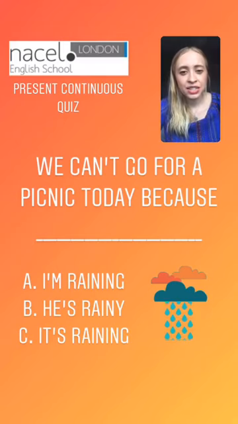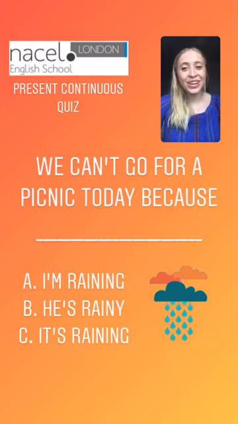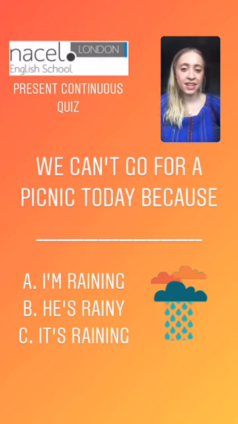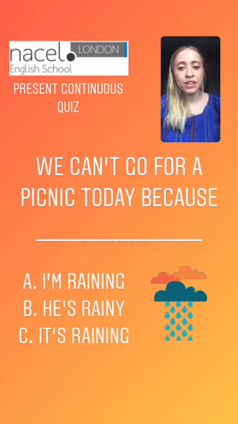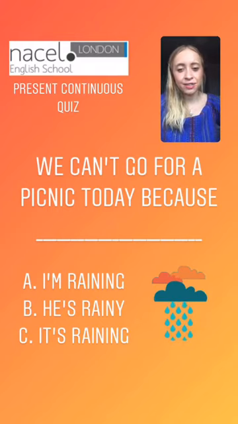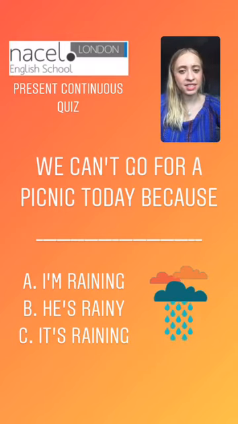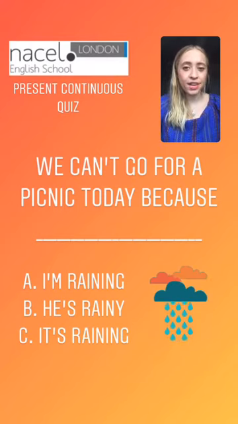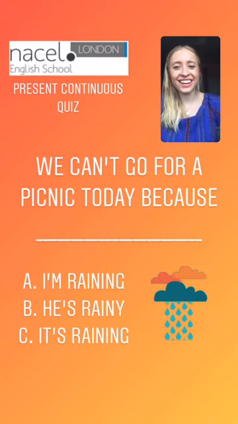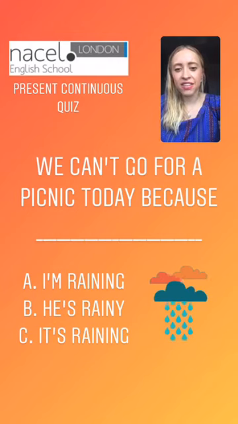So the question is, we can't go for a picnic today because blank. The options are A, I'm raining, B, he's rainy, or C, it's raining. Is it A, B, or C? Why can't you go for a picnic? This is number 1. Let's have a look at the next one.